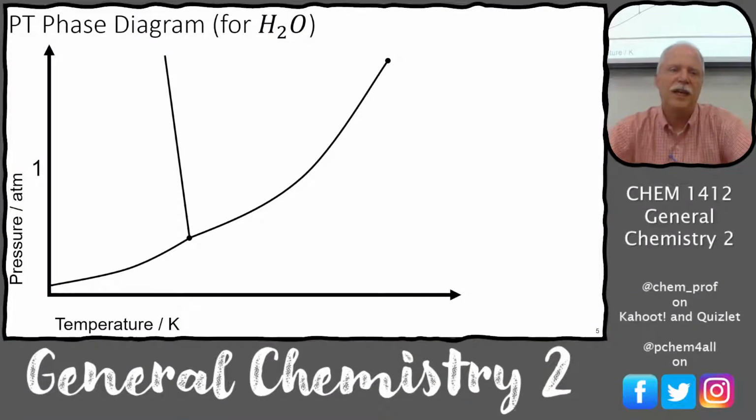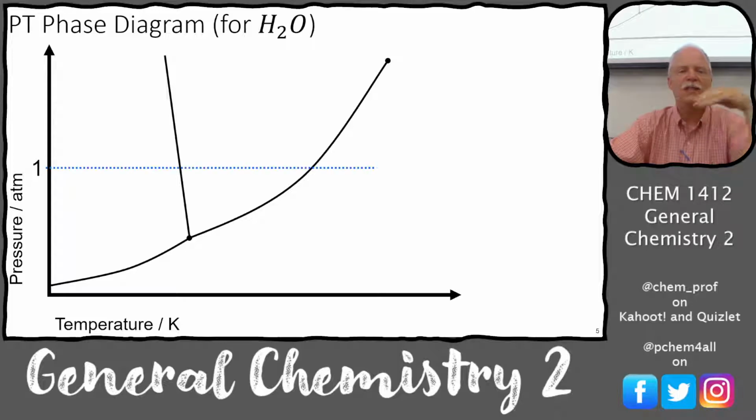So this is a phase diagram for water. Let's start at 1 atmosphere of liquid, and we'll just warm this up. That's 1 atmosphere pressure, which is what we experience in the lab. And whenever we hit that line, that's the melting point.